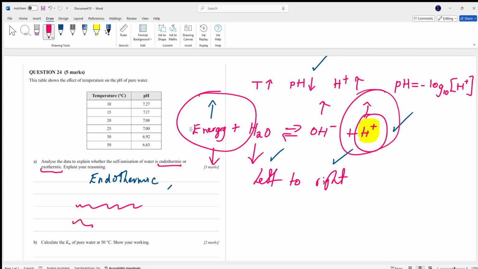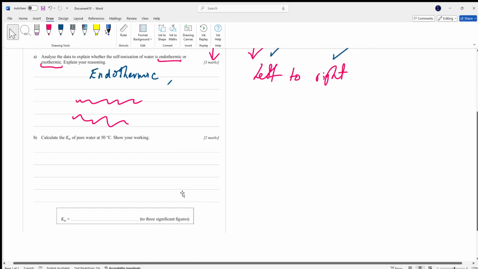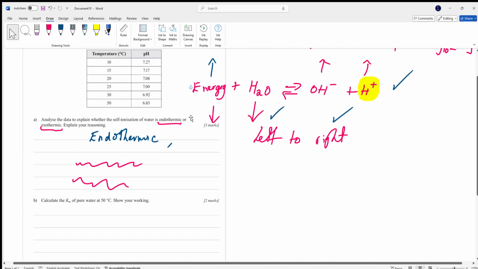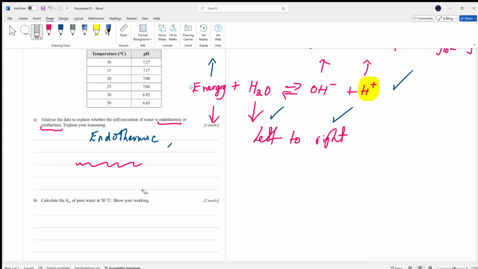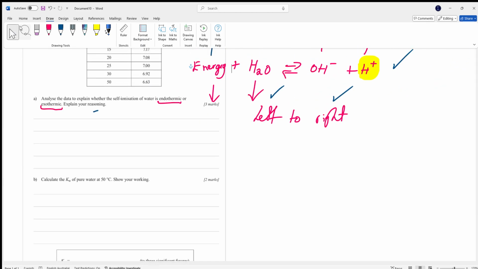Now I can't write because I am terrible at spelling, but what I just said there, I would write if I could. Okay? Anyway, now that we know that's that, calculate KW of pure water at 50 degrees. Show your working. Alrighty, so let's understand how to do this, okay? You do not need to be able to get question A right in order to answer question B, okay?